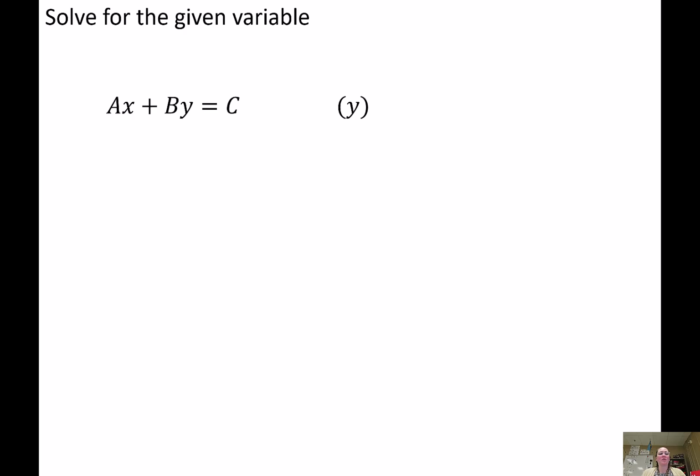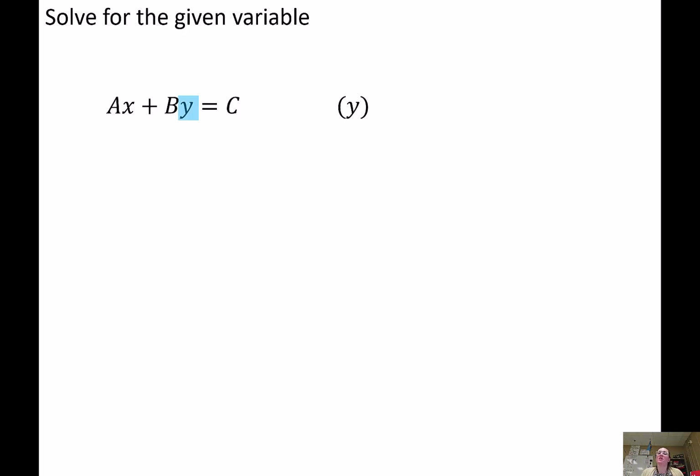So here's an example of a literal equation. This is actually called standard form for linear equations, which we will get to in a couple chapters. We've got ax plus by is equal to c, and we're going to solve for the value y. So all this means is that I want to isolate y. I want to get that by itself.